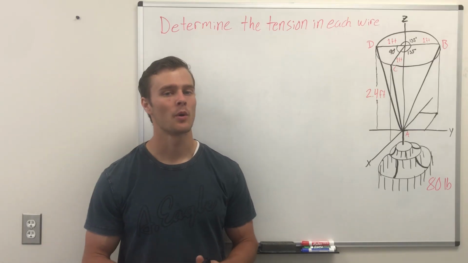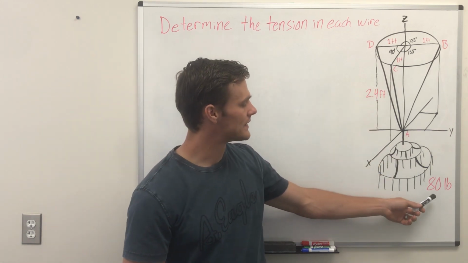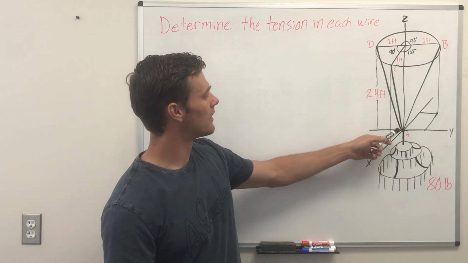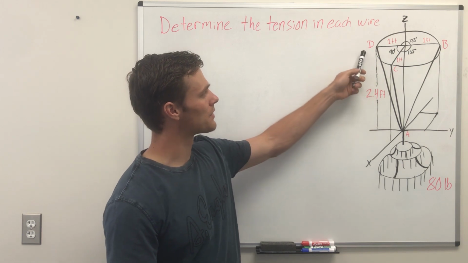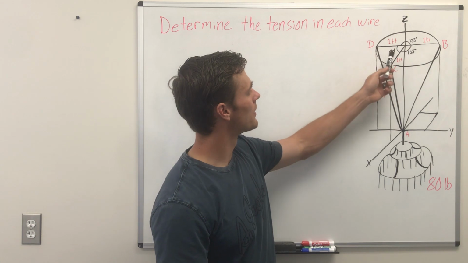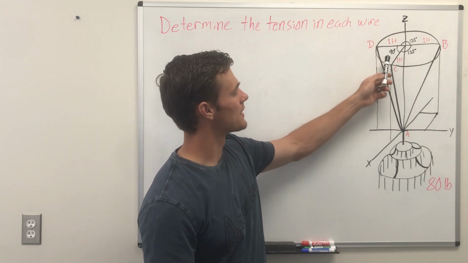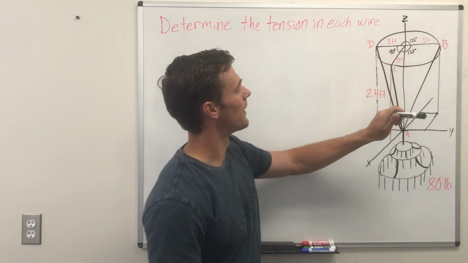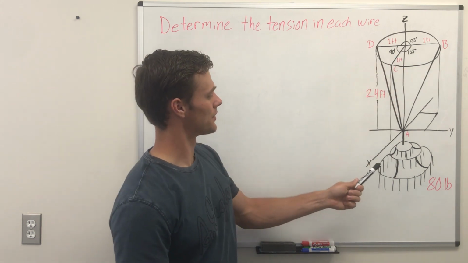So in this problem, what we have is a chandelier hanging from 3 wires that weighs 80 pounds. And we're given some of the geometry: the point on the wires where they all connect is 2.4 feet up to the ceiling where they're connected. And in a circle going around, they are 90 degrees from each other on these 2 wires, and then 135 degrees from this other wire. And they are 1 foot out from the center of that circle.